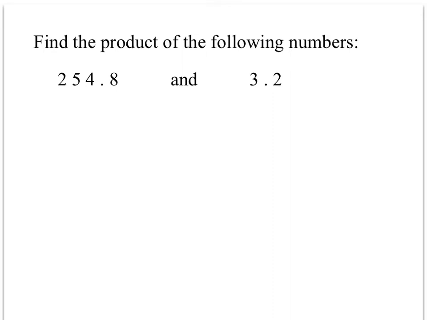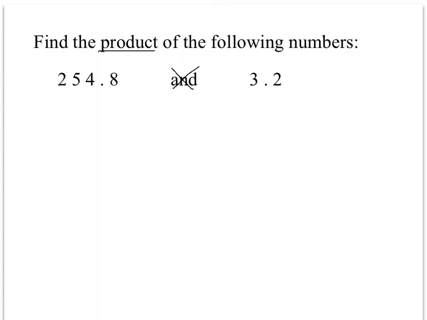Okay, we are going to find the product. Now, what does that mean? I've got two numbers and I'm going to find the product. That means I'm going to multiply. I'm going to multiply 254.8 times 3.2.